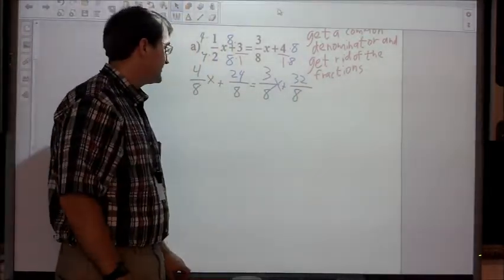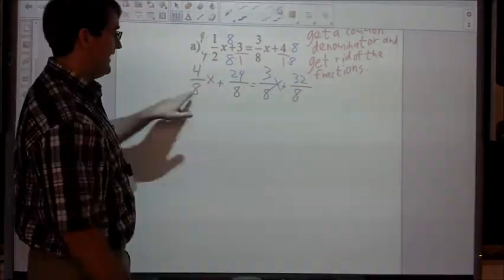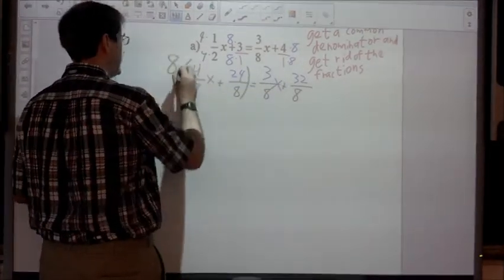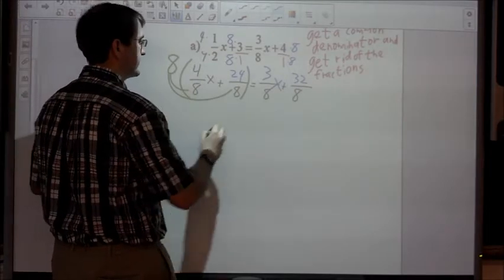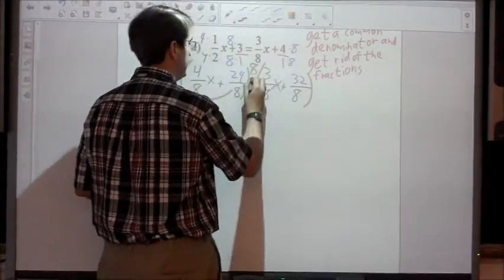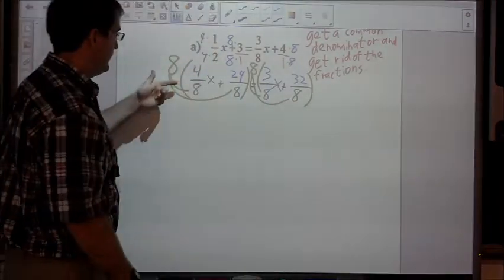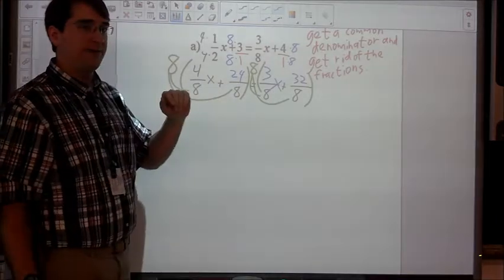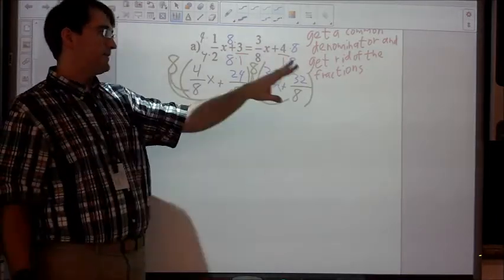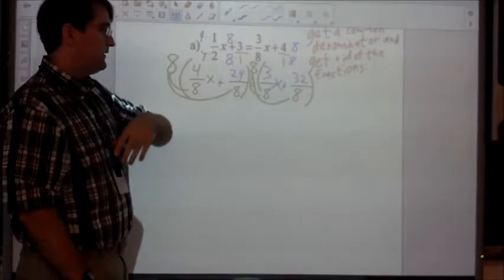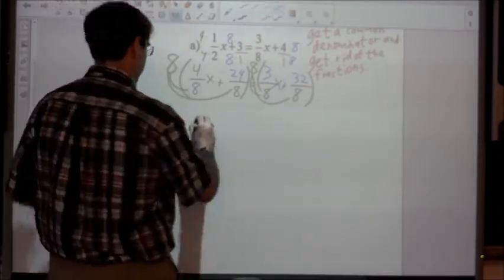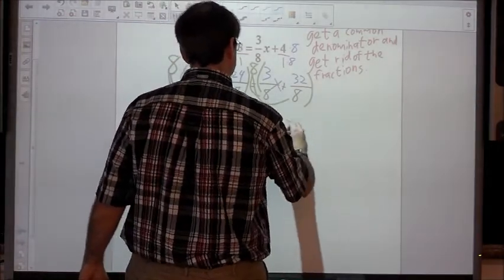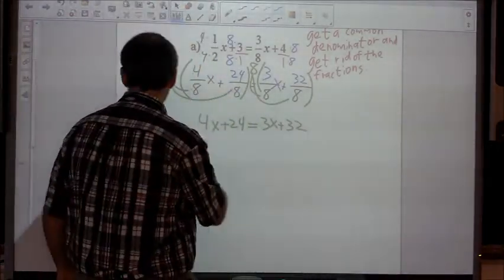And now this is the big important step here, because now what I'm saying is I have all of my fractions divided by 8. So what I could do is multiply everything over here by 8 and distribute it to these two fractions, and multiply everything over here by 8 and distribute it to those two fractions. And the 8 that we're multiplying by will cancel with the 8s in the denominator. So effectively, once you get everything to have the same denominator, we could just get rid of the denominators and have 4x plus 24 equals 3x plus 32. And then from there, it's super easy.